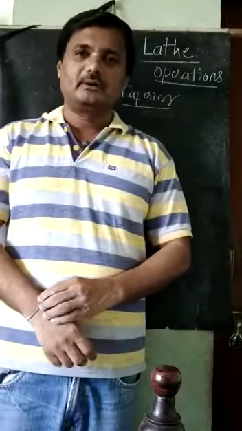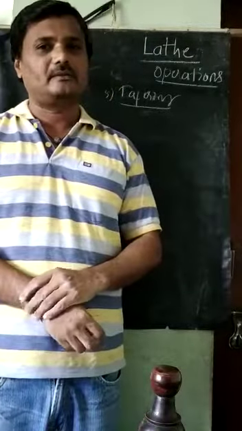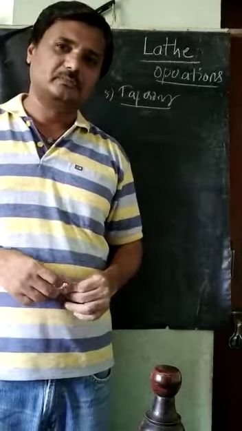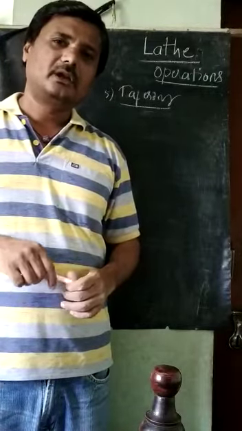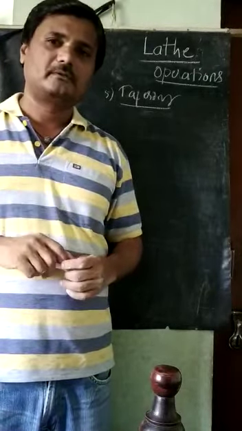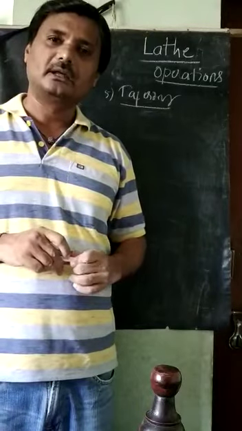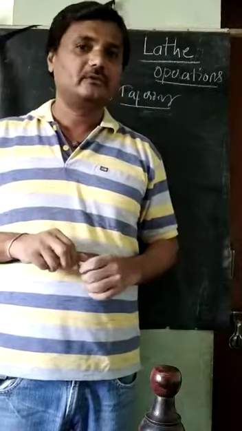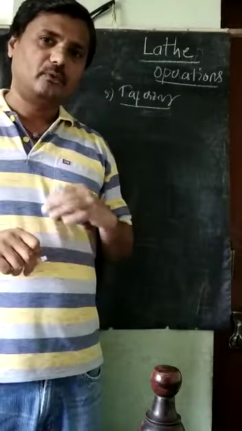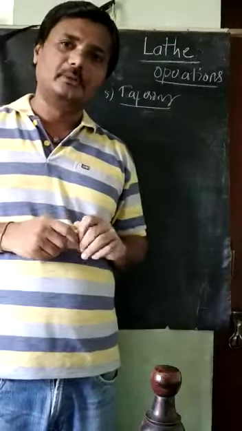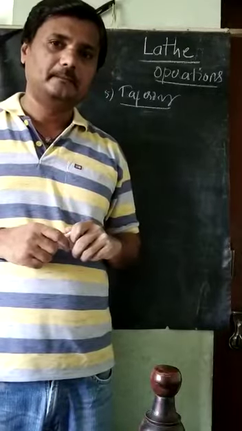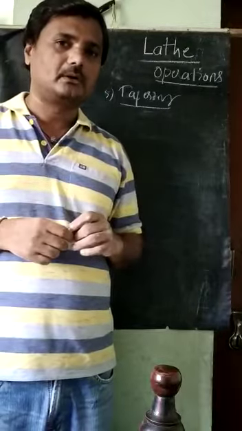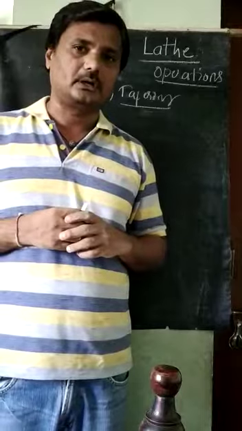Welcome back everyone. As we are studying the operations of the lathe machine, we have already studied four operations: facing, turning, knurling and threading. The next operation is tapering. Before going for that, how will the tapering operation be taken? What do you mean by the taper? Taper section, what does that mean? That has to be studied.